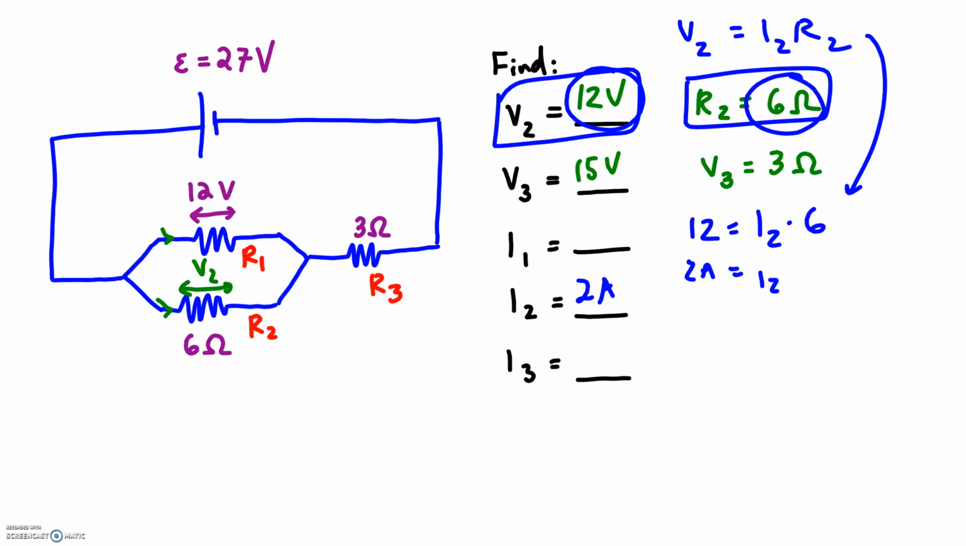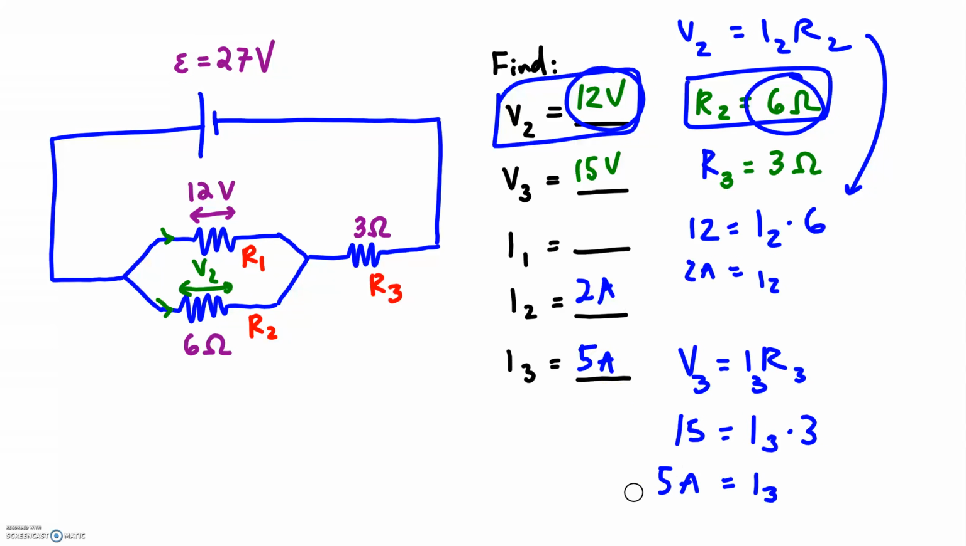All right, same thing for I3. We have V equals IR. That equation is always valid. For an ohmic resistor, well, really it's always valid. And we plug in the value of V3. That's going to be 15 volts. We plug in R3, which is 3 ohms. That was a typo up there. We isolate I3, we divide both sides by 3, we get 5 amps.